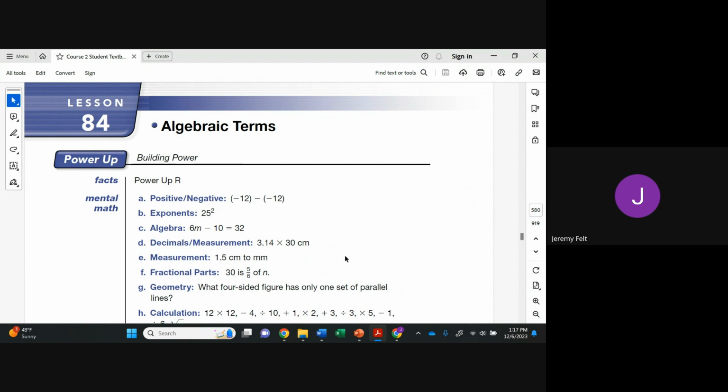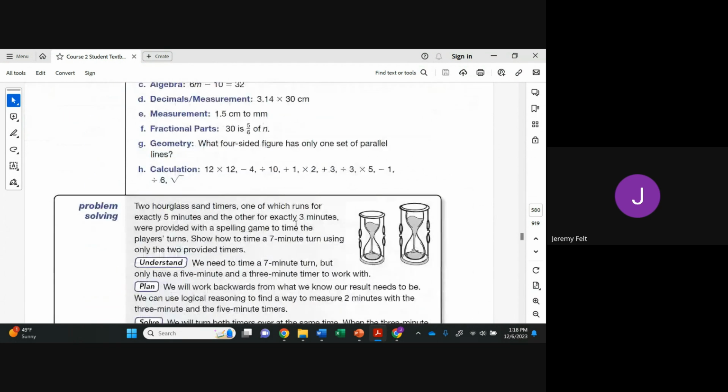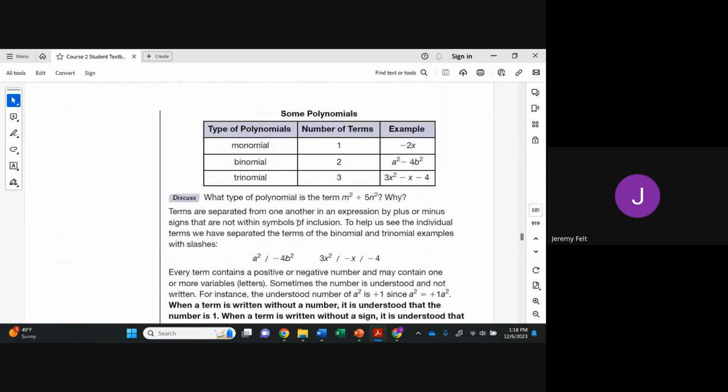Lesson 84, we're looking at algebraic terms. Okay, so what is an algebraic term? Well, let's look at some polynomials.